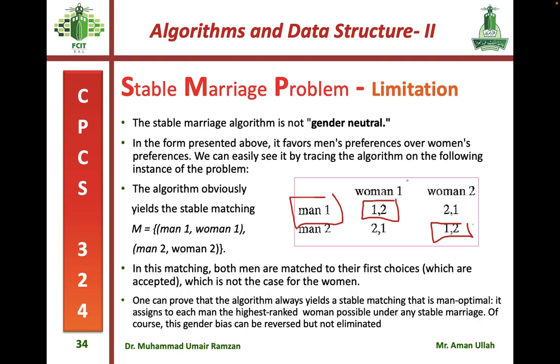One can prove that the algorithm always yields a stable matching that is man optimal. It assigns to each man the highest ranked woman possible under any stable marriage. Of course, this gender bias can be reversed but not eliminated.